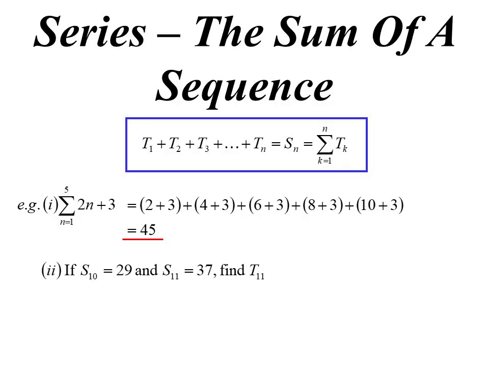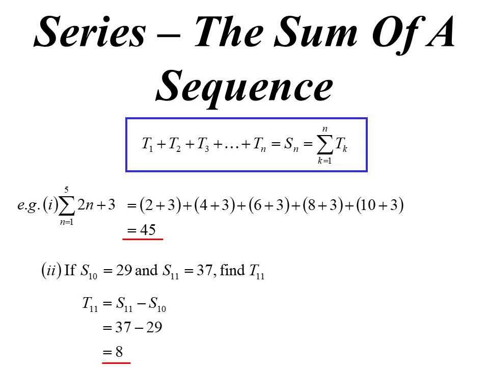Now if we know the sum to 10 terms is 29 and the sum of 11 terms is 37, then of course we could now find what the 11th term is, because it has to be the difference between the two, because we've added the 11th term on. In this case, that would be 8.